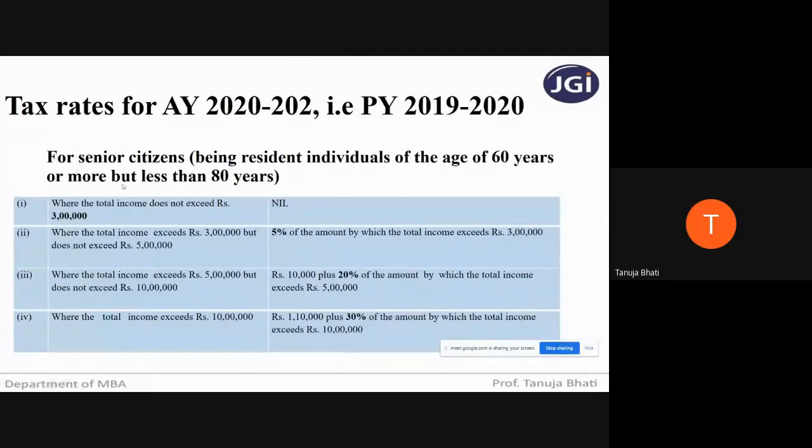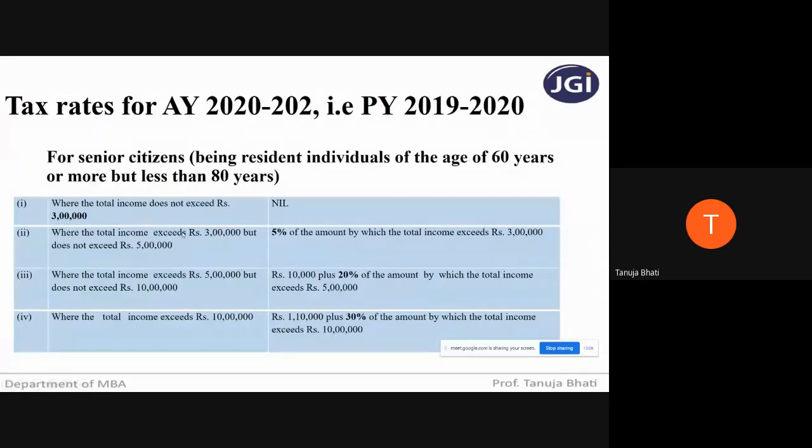Okay. So can we proceed? Now suppose that particular individual is a senior citizen. When I talk about a senior citizen, he should be more than 60 years of age but less than 80 years. Then he is called a senior citizen. Only the difference is, there it was 2,50,000, now here it is 3 lakh. Where the total income does not exceed 3 lakh, it is nil. That senior citizen need not pay tax.